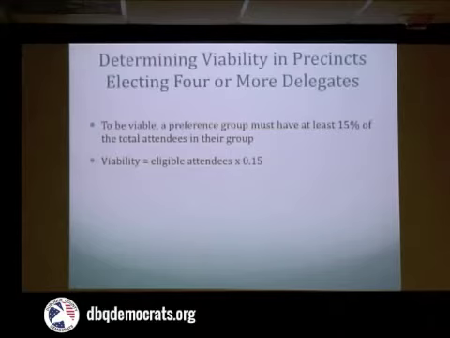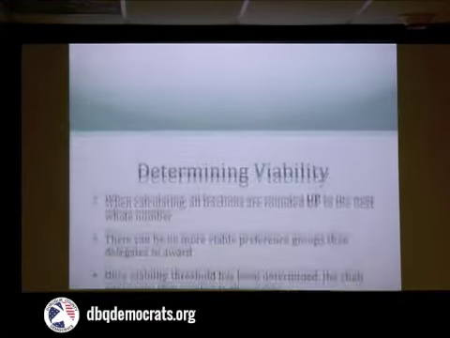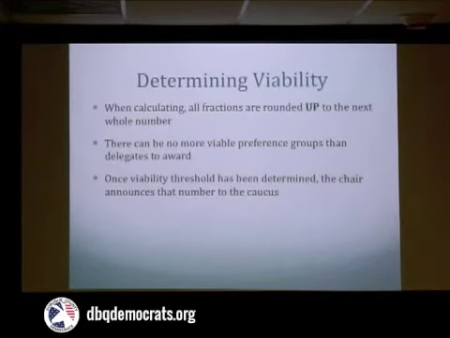I'll actually do the math on some examples, but it's important to note these numbers always round up for viability. When calculating fractions, the numbers will always round up. There can actually be no more viable preference groups than delegates to award. There'll be an example on a slide I'll work through later that will explain exactly what that means.